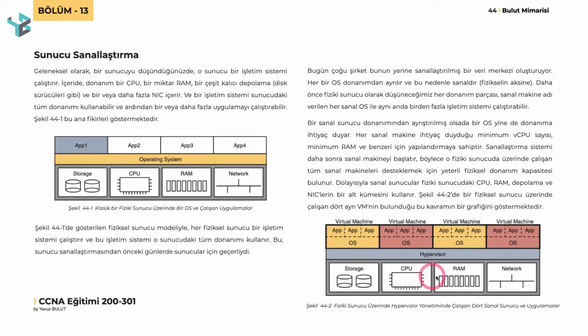When we look at the figure here, it shows server virtualization. We have one physical server here again. This physical server has a hard disk, CPU, RAM and network interface card. Here, instead of the operating system, we install a virtualization software that we define as hypervisor. On top of this virtualization software, we create virtual machines by installing Windows Server 2016, Windows Server 2012, Windows 7, Windows 10 or Linux operating systems.